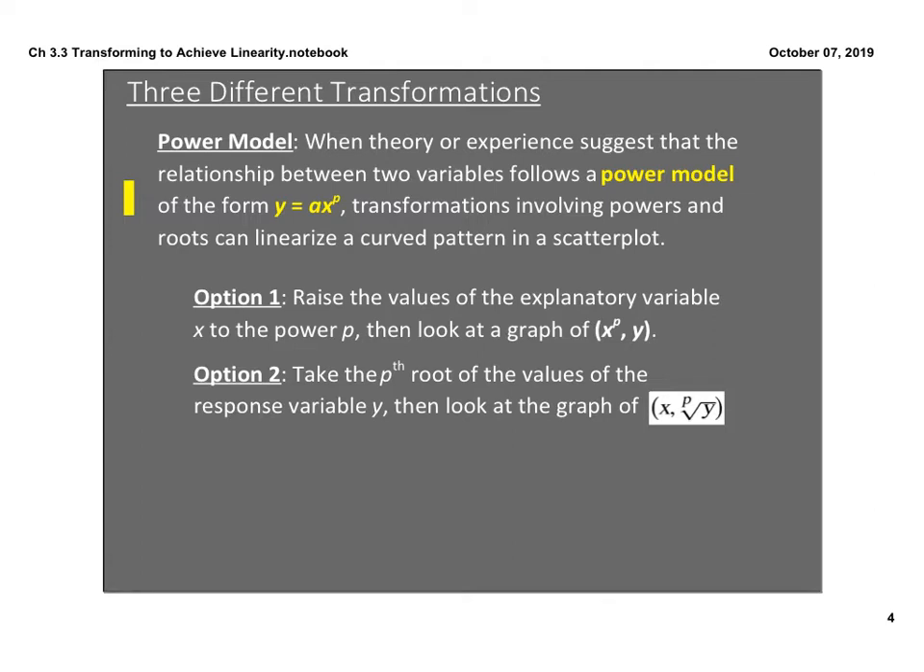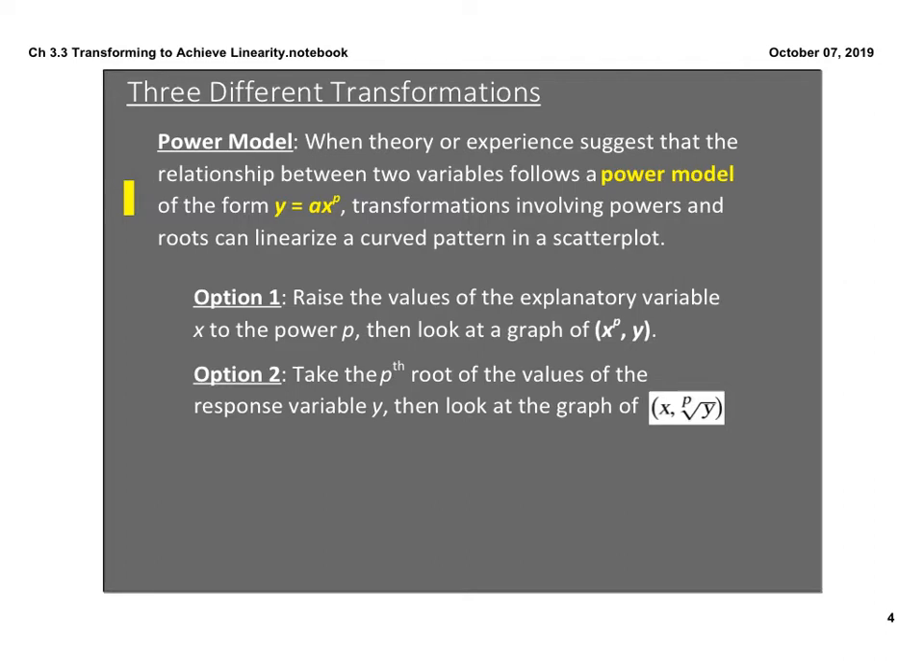So here's the first type of transformation, the power model. It says, when theory or experience suggests that a relationship between two variables follows a power model, you've got an equation that looks like y equals a times x to the p, whatever that power is. So transformations involving power models and roots can linearize a curved pattern in a scatter plot. Option one could be to raise the values of the explanatory variable to a certain power. And option two is to take the pth root of the values for the response variable. So those are just two ways that you can achieve linearity.